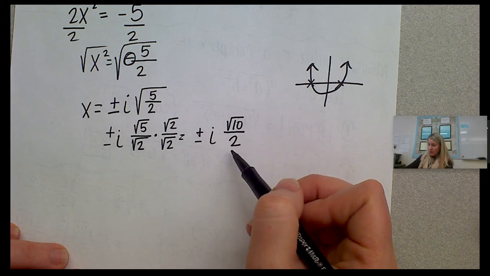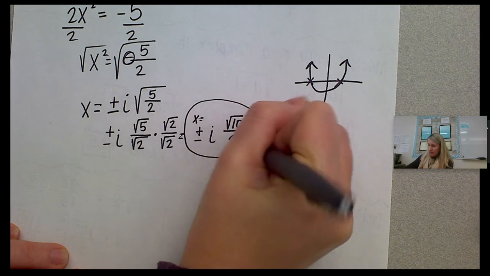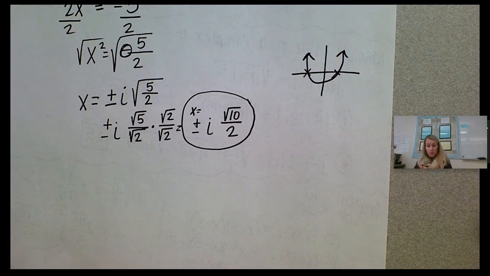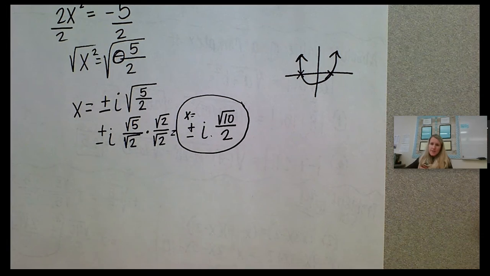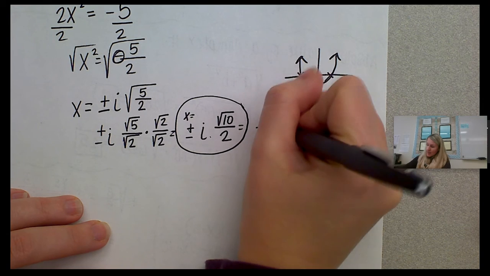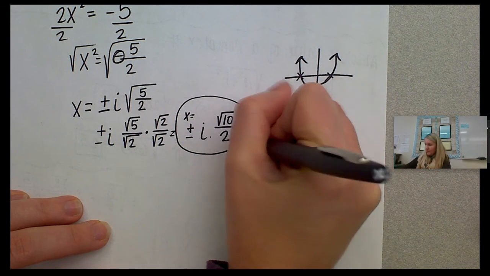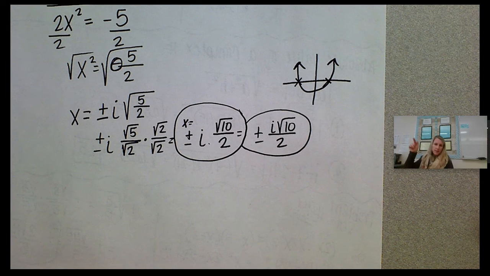Then I'm done, right? I can't simplify square root of 10. I can't reduce the fraction. There's nothing else fancy going on. So x is going to equal that. And that, my friends, will be your final answer. Sometimes I'll put the i with the numerator. It doesn't matter. As long as the i is somewhere, you're good. Well, don't put it in the denominator. But you can write it as plus or minus i root 10 over 2. Same thing, right? Because i is technically over 1.